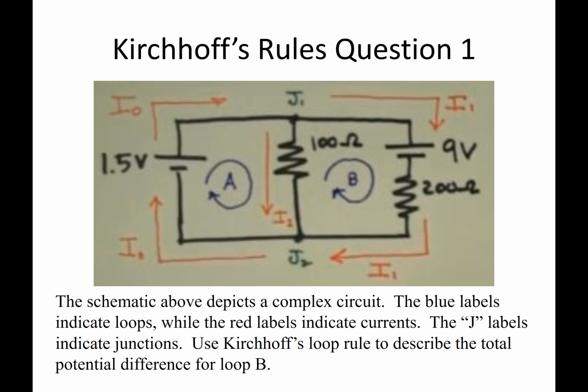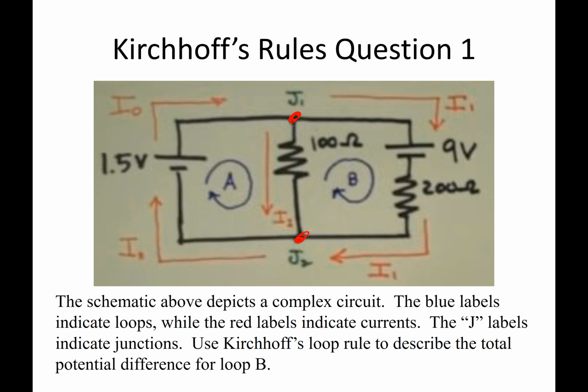All right, so here we have a multi-loop circuit. The blue labels are the loops. So we have loop A and loop B. The red labels are currents. They're labeled with I's. The J labels are the junctions. So we have a junction right here and a junction right here. We want to use Kirchhoff's loop rule to describe the total potential difference for loop B.